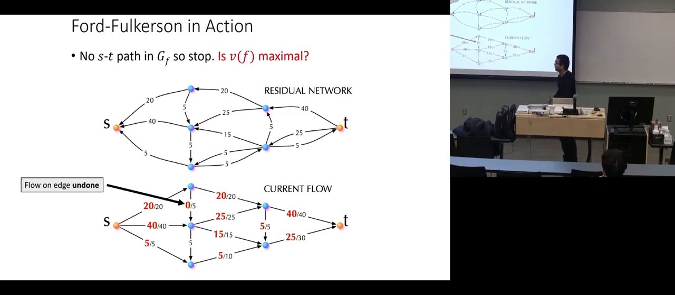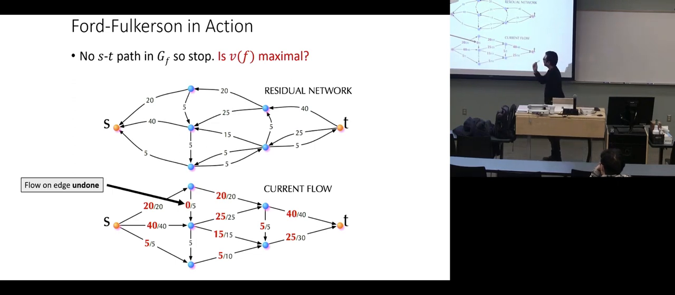So this is the power of the residual graph. It allows you to not care, even if you make a bad choice in a previous iteration, you can cancel it. Okay, and now at this point there is no path from S to T in the residual graph, right?